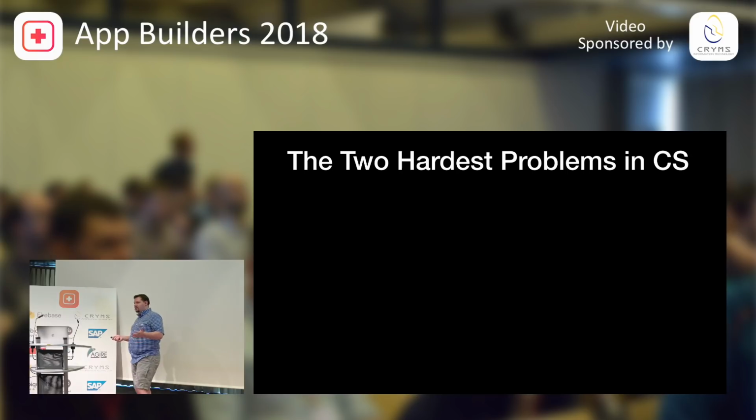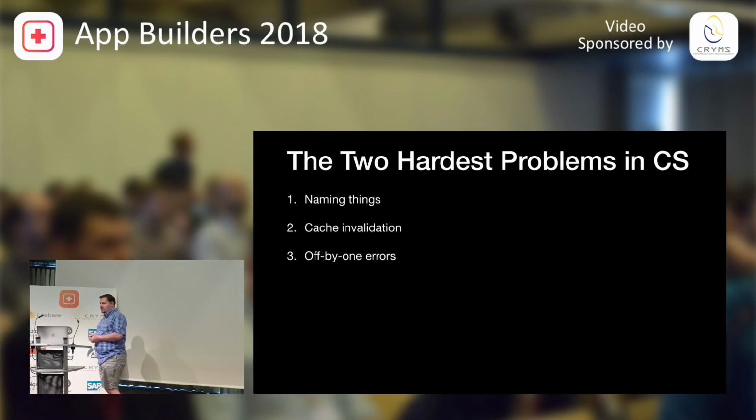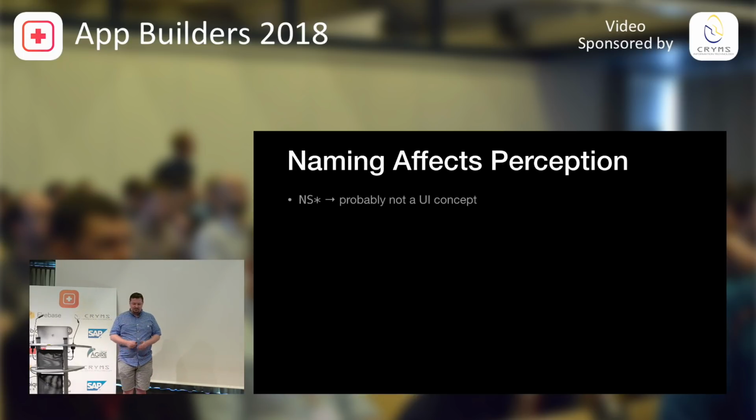So there's a joke that the two hardest problems in CS are naming things, cache invalidation, and off-by-one errors. Naming things is hard. How much time do we spend bike shedding names? You just need to go look at the Swift forums to see how big of a problem this is. Should this be contains only, or should it be all, or should it be all matching? We spend an inordinate amount of time naming things.